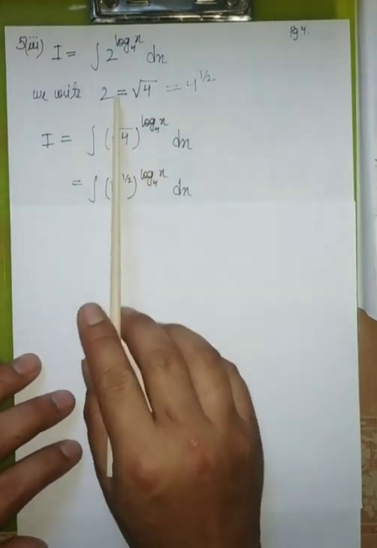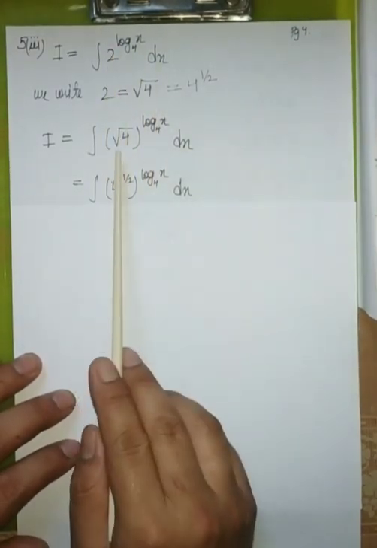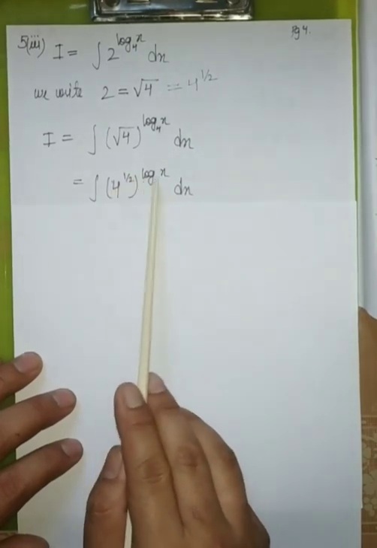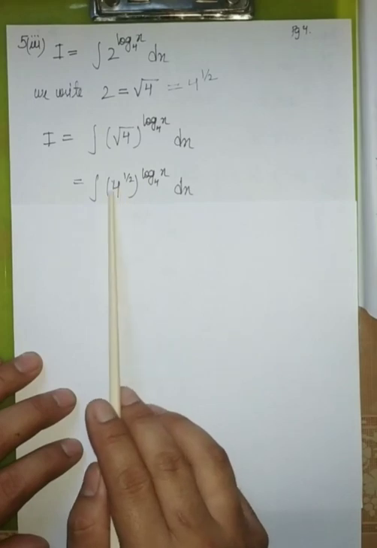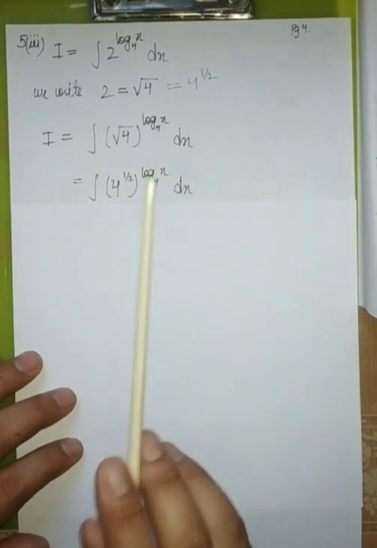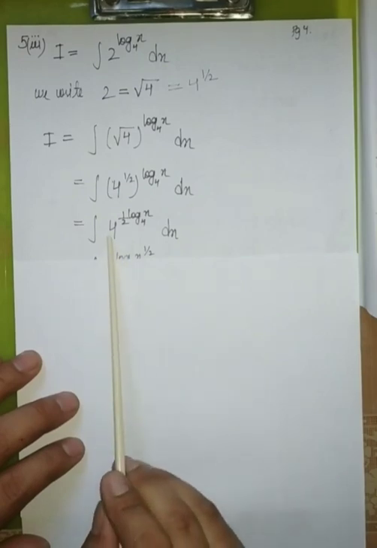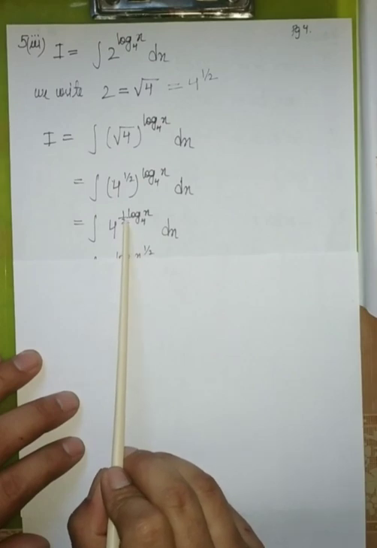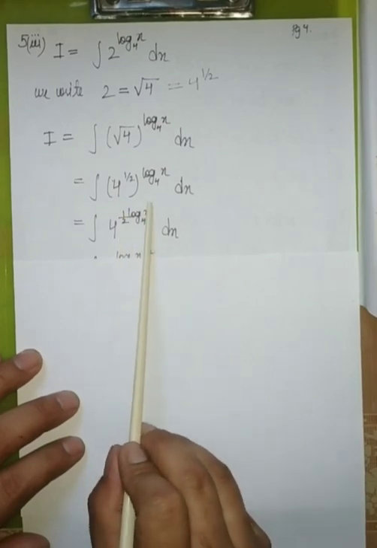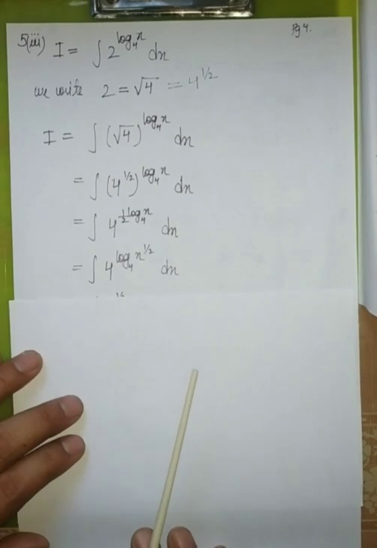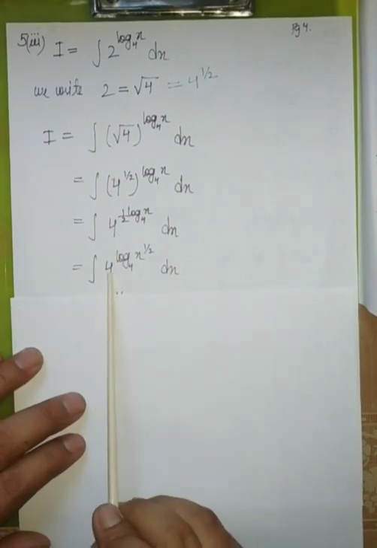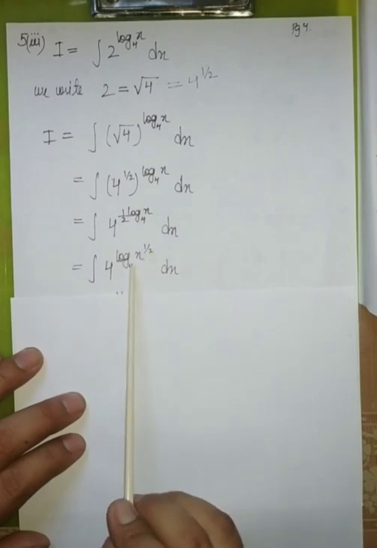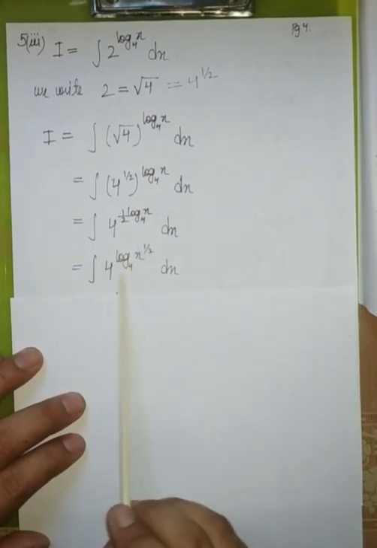So I'm replacing 2 by root over 4. Root over 4 means 4 to the power half. Now 4 to the power half log, isn't it? So I can use the power half and log gets multiplied. So hence I get the next step, that is 4 to the power half log x base 4. Now use the property of logarithm. This coefficient half goes to the power and I get this step, 4 to the power log x to the power half base 4. The base and the number are the same, so hence the value for this is only x to the power half.